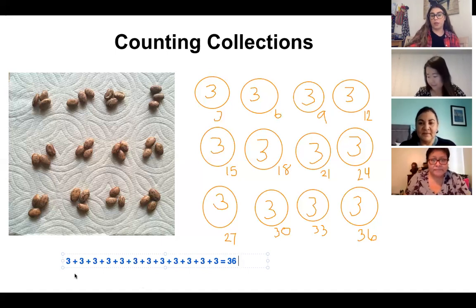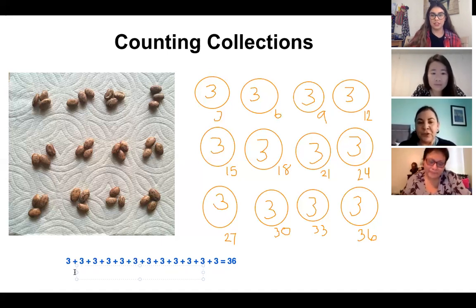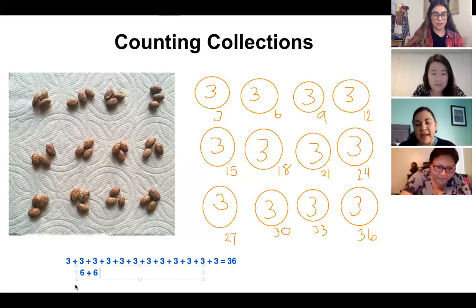What's another way we can write an equation for our counting today? Ms. Hernandez? Well, I know my doubles, 3 plus 3 equals 6. So I'm thinking the first 2 groups, 3 plus 3 is a group of 6. Plus the next 2 groups of 3 equals 6. And the next 2 groups of 3 equals 6. Plus the next 2 groups of 3 equals 6. Plus the next 2 groups of 3 equals 6. And plus the last 2 groups of 3 equals 6.